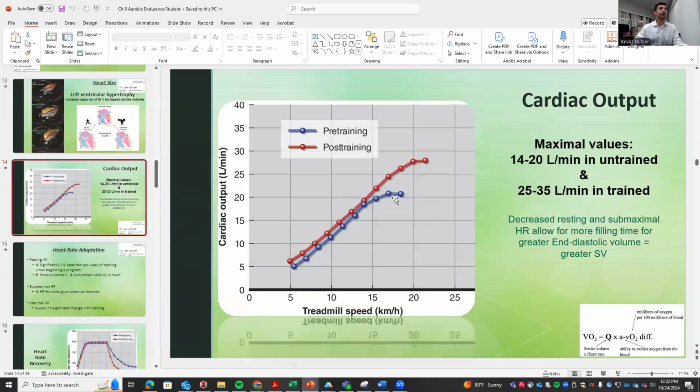And with that, we see increased heart rates, increased cardiac output over this time as well. So with a training period, you're going to see increased cardiac output.